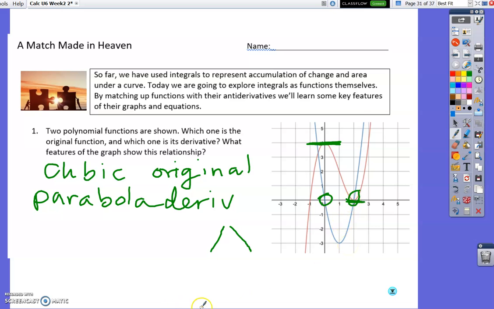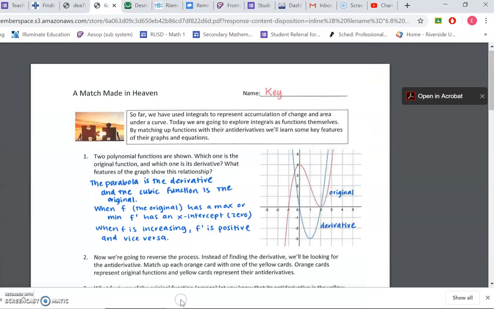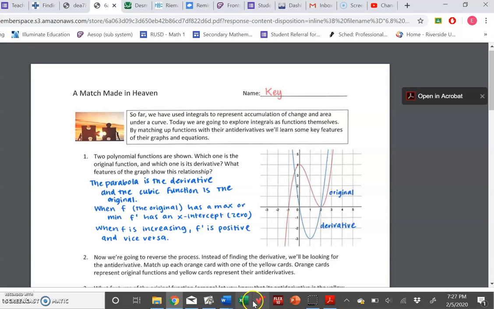And what I really like here, I'm going to go ahead and jump to the way Calcmatic themselves explained it. So you've got the original and derivative marked here on the picture. The parabola is the derivative, and the cubic is the original. When f, the original, has a max or min, f prime has an x-intercept. When f is increasing, f prime is positive, and when f is decreasing, f prime is negative. And I think those kinds of ideas are really important, because there's a lot going on here, and we need to make sure that it's matching everywhere, not just in some places.